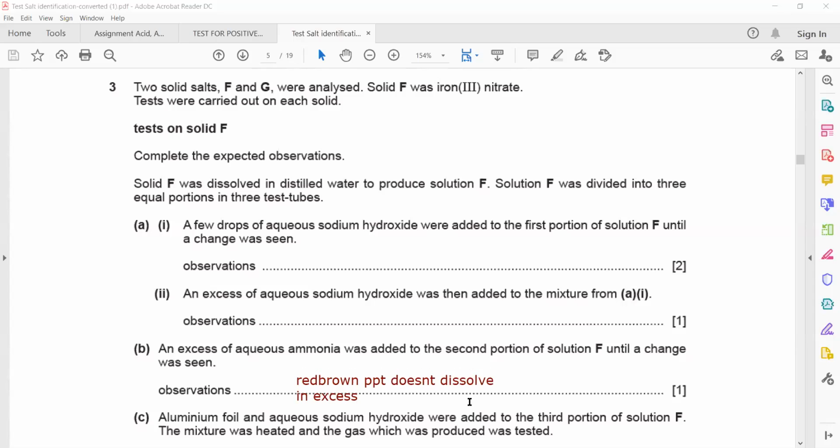I will solve more questions with you, but first I want you to write the test for the negative ions as well. This is the test for the positive ion. Now there will be a table for negative ion which you have to memorize as well, and then collectively you will identify the salt.